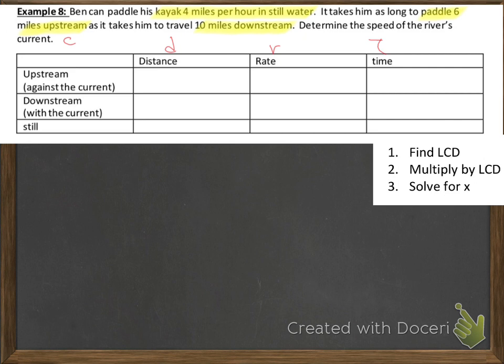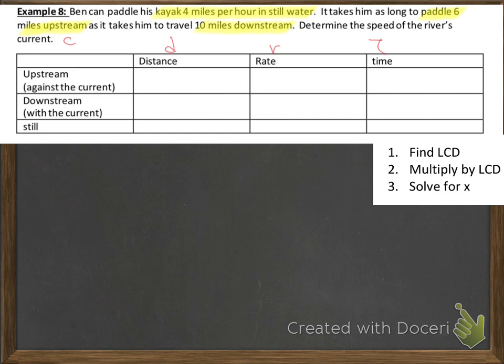Anytime I'm going upstream, it means I'm working against the current. That means the current is slowing me down. It's taking away from my natural speed. If I'm moving downstream, I'm going with the current, so the current is actually making me go faster. And if I'm in still water, that means there is no current, so the only way I'm moving is by powering myself, paddling my own kayak. Okay, so let's see if we can start filling this out.